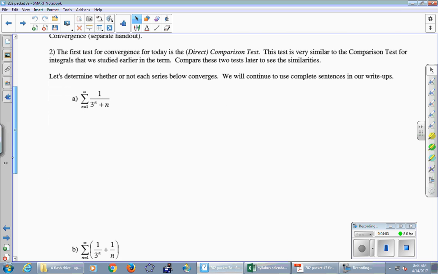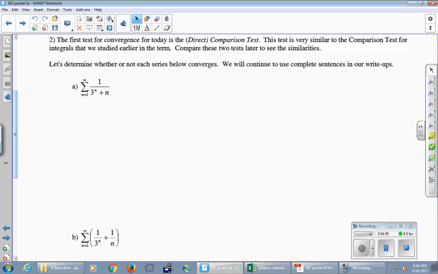All right, number 2, the first test for convergence for today is the comparison test, or the direct comparison test. This test is very similar to the comparison test for integrals that we studied earlier in the term. Let's give it a shot here. We're going to try to figure out if this first sum converges or diverges. Sum of 1 over 3 to the n plus n.